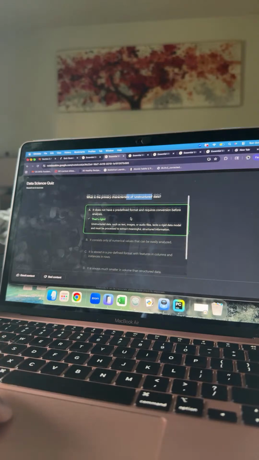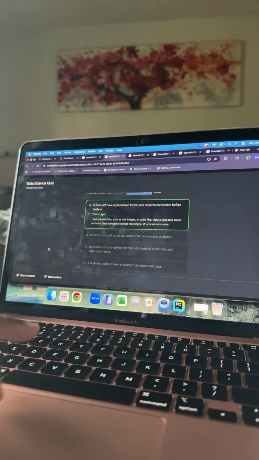Yeah. So unstructured data such as text, images, or audio files lacks a rigid data model and must be processed to extract meaningful structured information.